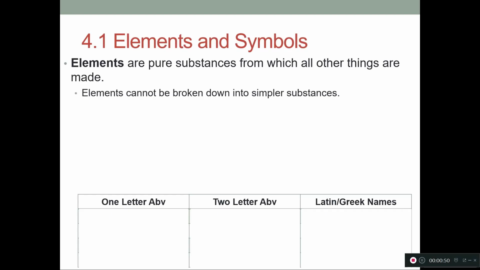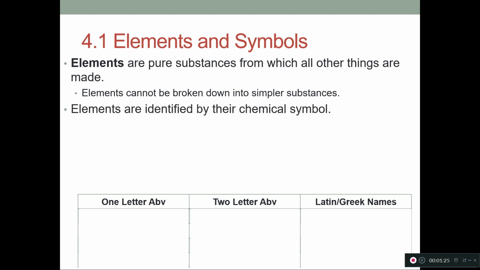In this video, I'm going to do a quick introduction to the periodic table and how to navigate the periodic table. So remember, the periodic table shows us the elements, where elements are pure substances from which all other things are made. And so elements cannot be broken down into simpler substances. So they can be broken down into things like electrons and protons and neutrons, but those things are not elements, so those do not belong on the periodic table by themselves. We need atoms for something to actually be considered one of the elements.